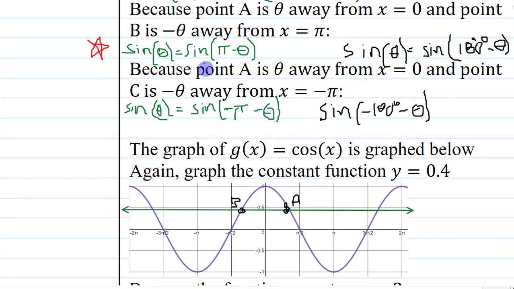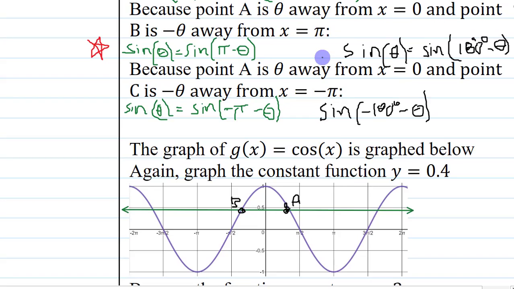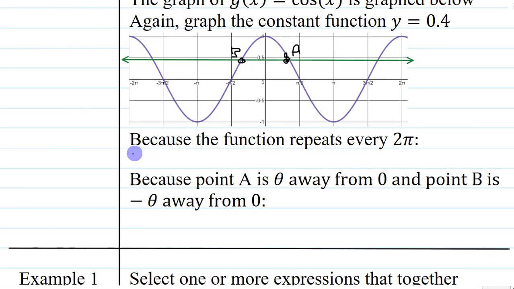It's going to be very similar to the formula up here, where I have cosine of theta equals cosine of theta plus 2 pi times n. And 360 is the same thing as 2 pi. So let's try to write that in. So cosine of theta is the same thing as cosine of the same theta, but 360 away. So plus 360, oh wait, we're not doing degrees, we're doing radians. So plus 2 pi.